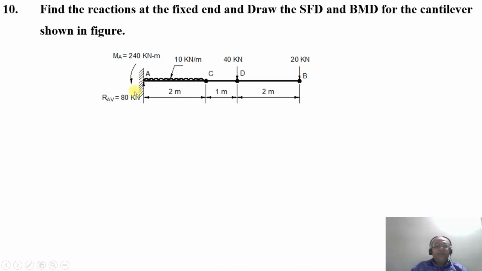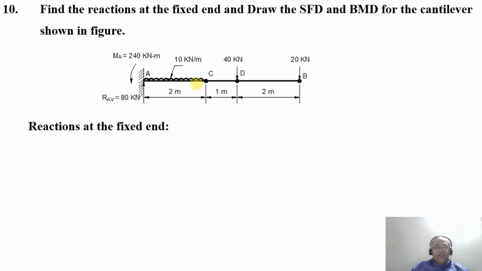The reactions at the fixed end are the horizontal reaction, the vertical reaction, and the reactive moment. Since all the loads are acting downwards, the reactive moment will be in counterclockwise direction. So MA will be counterclockwise. All the loads are acting vertically downwards, so in order to keep the beam in equilibrium, that is the condition we need to satisfy, naturally at RAV you are going to have a vertical reaction acting upwards. And we also need to find the horizontal reaction on the beam.